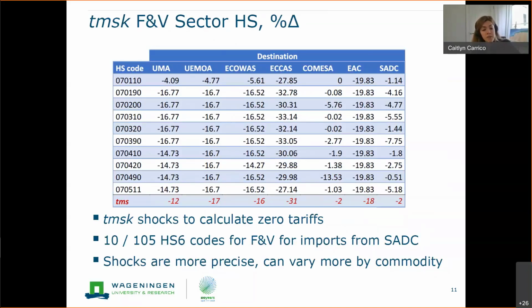And this is important, that these shocks are more precise, because now our trade information that we have is also more precise at this tariff line and across these different importers. And again, this is also just for SADC, which is why at the bottom row here, I put what the previous TMS shock was for that aggregate commodity. So you can really see how much these HS6 specific tariff shocks differ from what we had before.